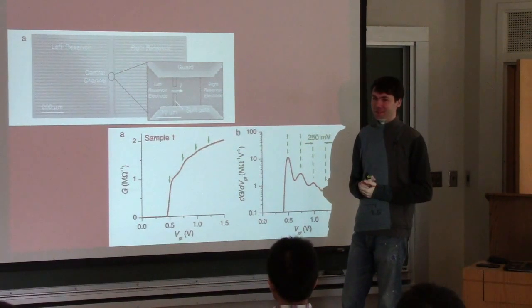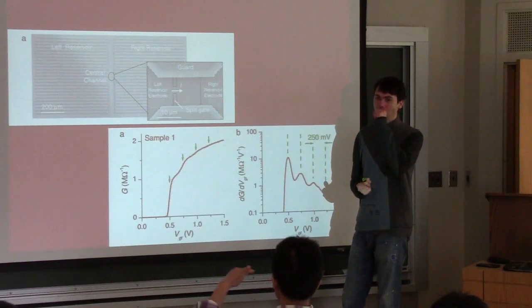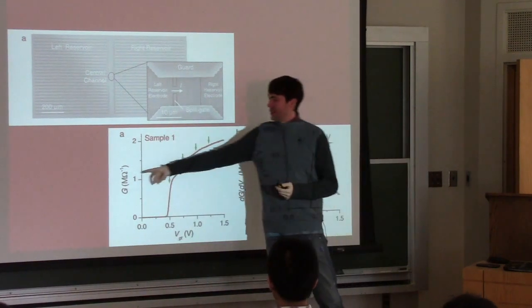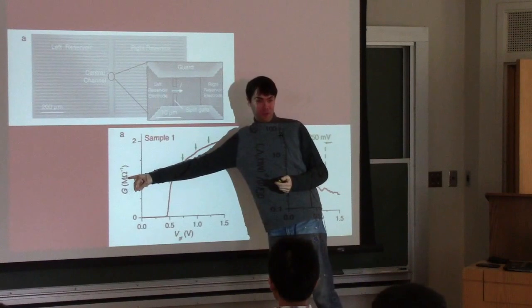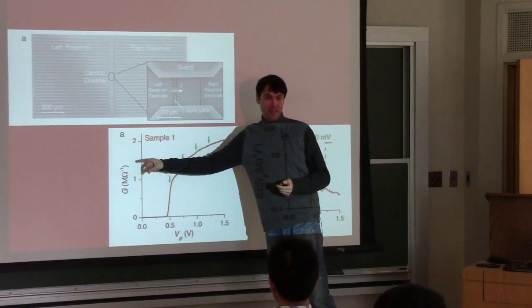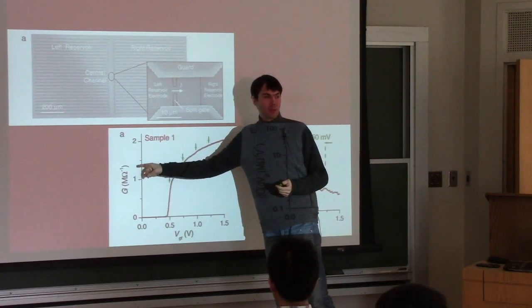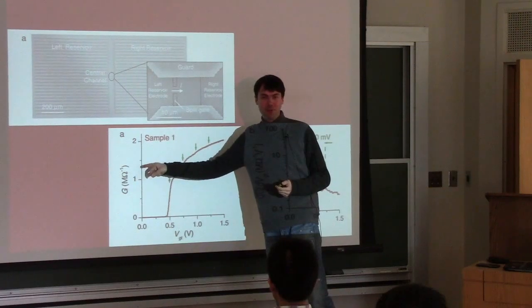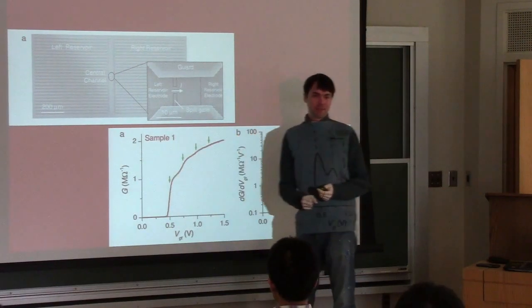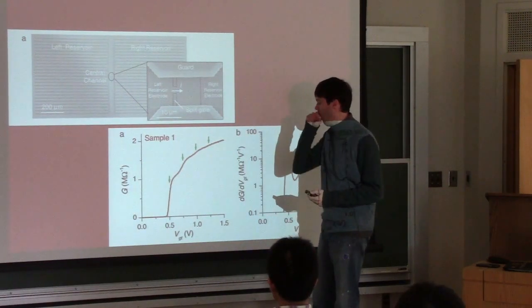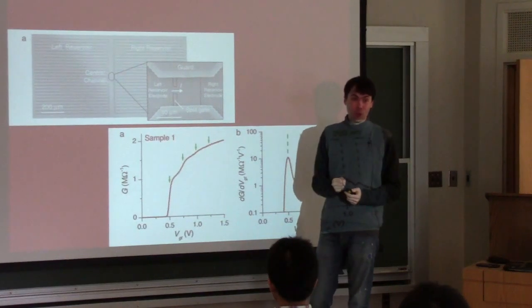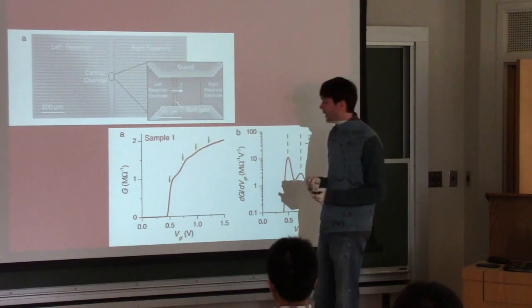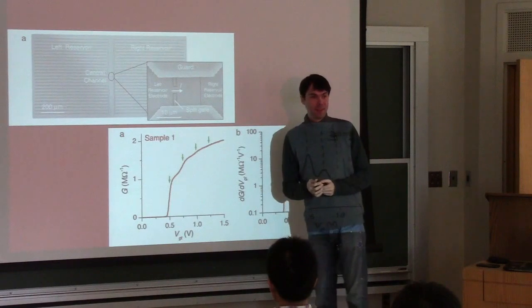The resistance is too big. It's mega ohms. Yeah. We need kilo ohms. We need 10 kilo ohms, 25 kilo ohms, something like that. This is too big. Resistance is too big. Conductance is too small. So this is not quantized conductance.